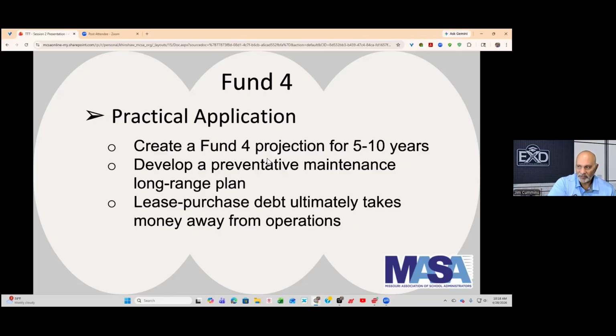So what's the practical application? I would create a Fund 4 projection that takes you out 5 to 10 years. I strongly encourage you to develop a preventative maintenance long-range plan, and I'll show you an example here in just a second. And then lease purchase debt ultimately takes money away from operations.